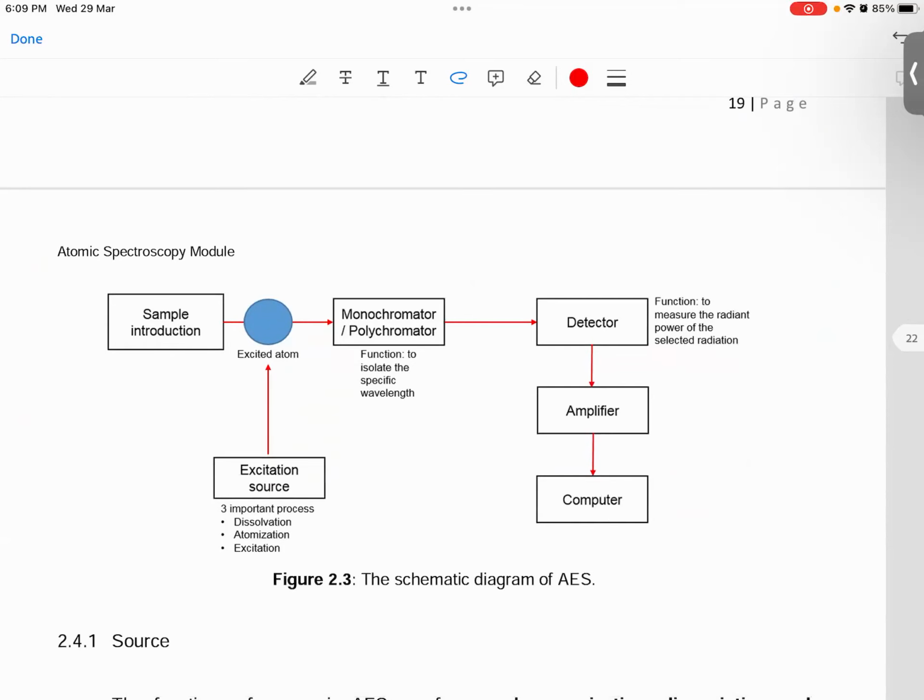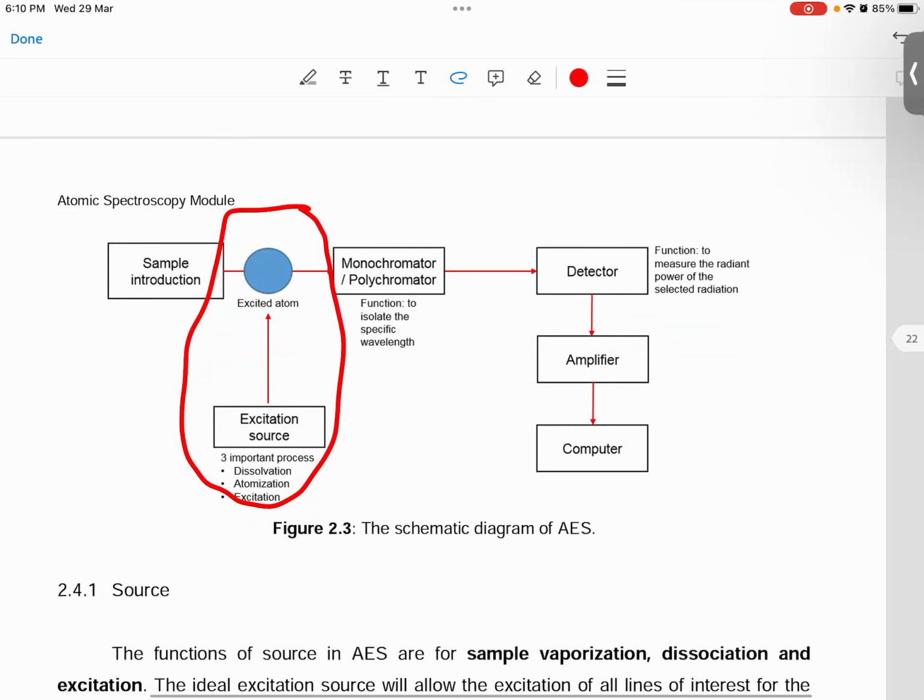But you can see that this part is not as complicated as AAS, because AAS requires a specific hollow cathode lamp for a specific element. But for an emission spectrometer, you can do multi-element analysis, provided that you have a good atomizer system.